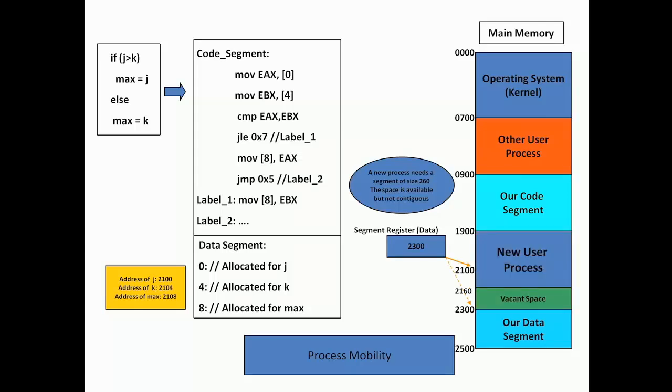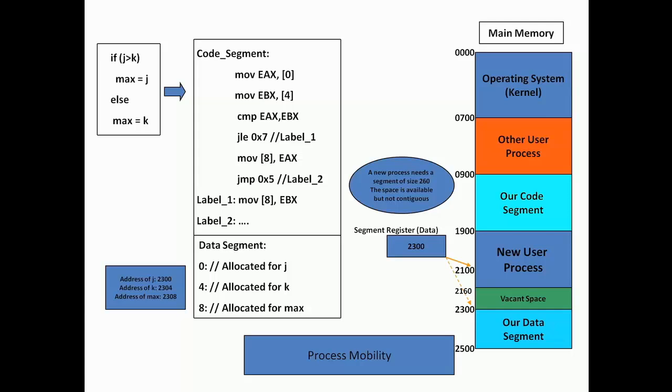So, J will be stored at 2300, K will be stored at 2304 and max will be stored at 2308. Now, when I moved this data segment to 2300, please note that I have also changed the value of that register to 2300. Now, when the program is executing, what will be the new value of J? It will be 2300, K will be 2304, max will be 2308.